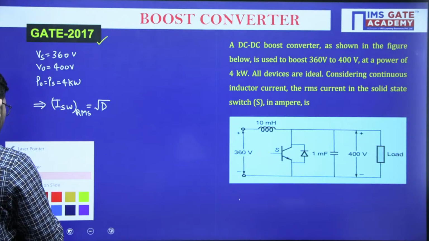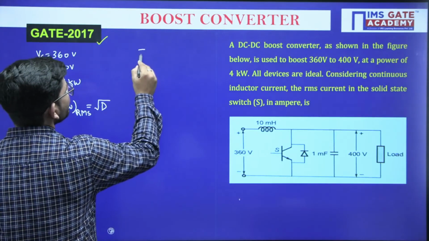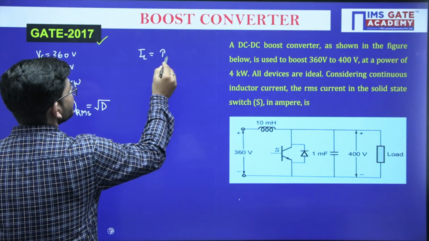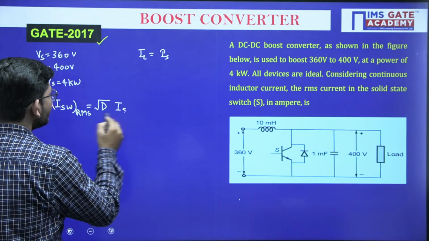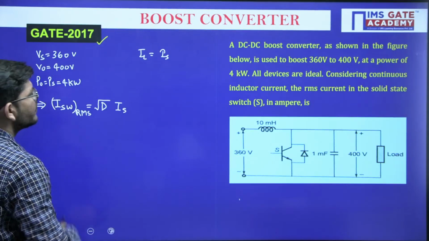First of all, in a boost converter, IL and IS are equal. They are the same current. So we can write IS here, isn't it? So this is what we need to do.